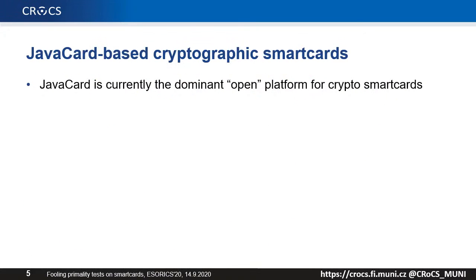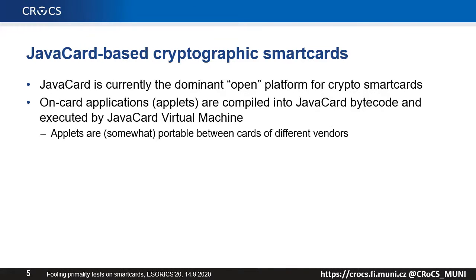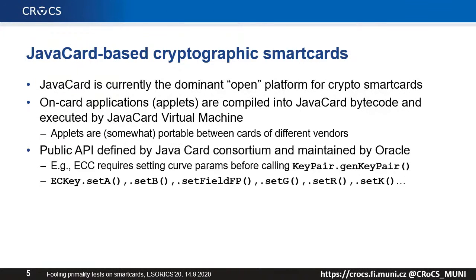An example of a black box scenario is cryptographic smart cards. In our work, we focused on Java Card-based cryptographic smart cards, which is currently the dominant open platform for cryptographic smart cards. But what does it mean? What does open mean here? There are on-card applications called applets, which are compiled into Java Card bytecode, and then they are executed by the Java Card virtual machine. So you do have some portability between the cards produced by different vendors, different manufacturers. So in this respect, it's open.